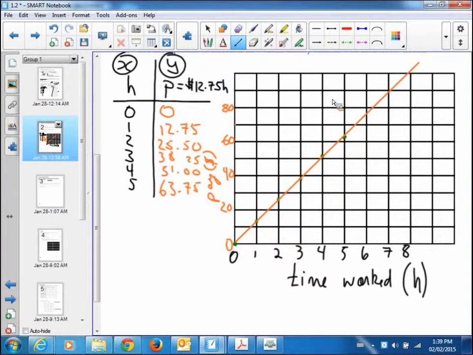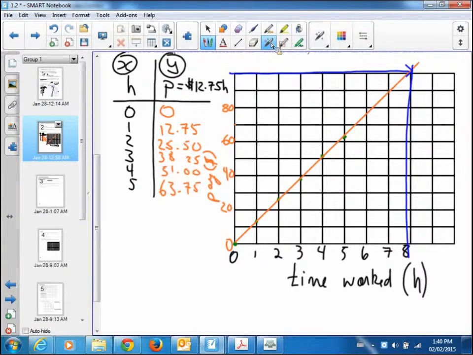I want you to take a look, if you can. How's your line looking, Tiana? Is it something like this? Are you done up to this point? Jasmine, are you good? You notice how I extended the line beyond 5 hours and $63. All that means is that if I asked you, how long until she earns about $100? You could say, well, $100 is up here. You know, it's going to be about 8 hours. You could quickly answer questions without using a calculator if you have the graph. That's all that would mean.